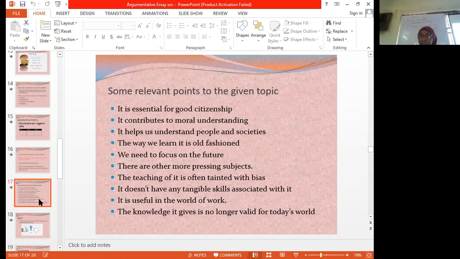You know, that's a negative point. Then there are other more pressing subjects. That's another negative point. History, why should I study history when I have civic, when I have government, when I have economics? Why should I waste my time studying history? That's a negative point.